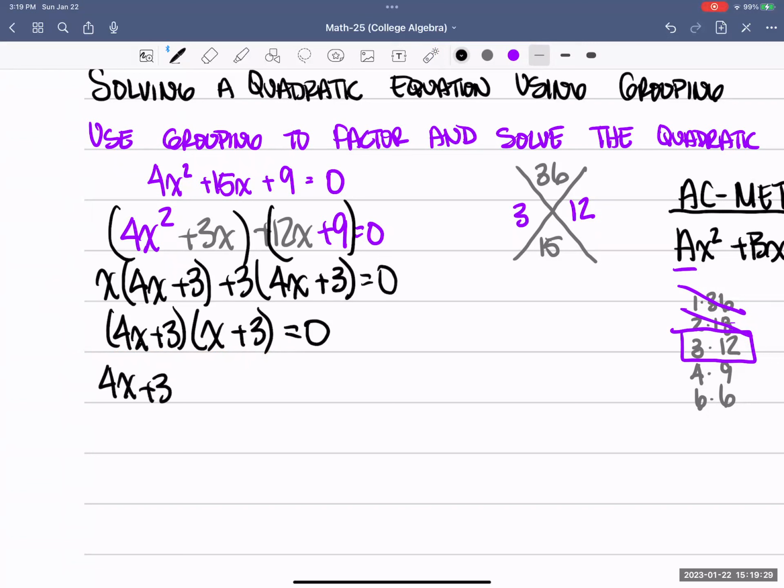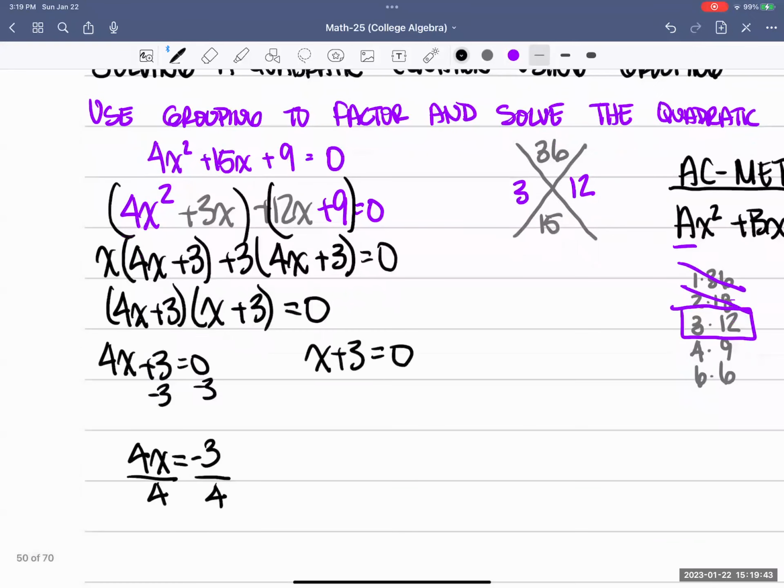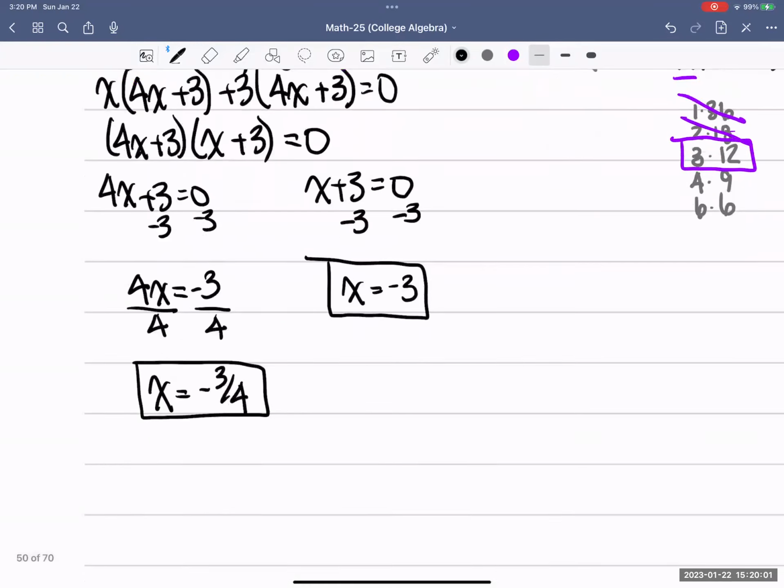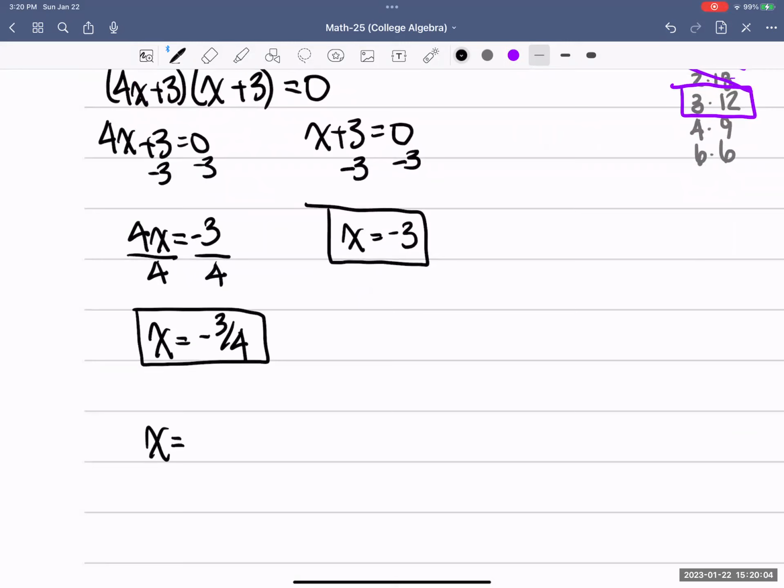We have 4x plus 3 equals 0, and also x plus 3 equals 0. Subtract 3 from both sides on this part, and divide by 4 on this side, and we're left with x is equal to negative 3 over 4. Over here, we subtract 3 from each side, leaving us with x is equal to negative 3. So those are the two places where the left-hand side is equal to 0. Our solution is x equals negative 3 over 4 and negative 3.